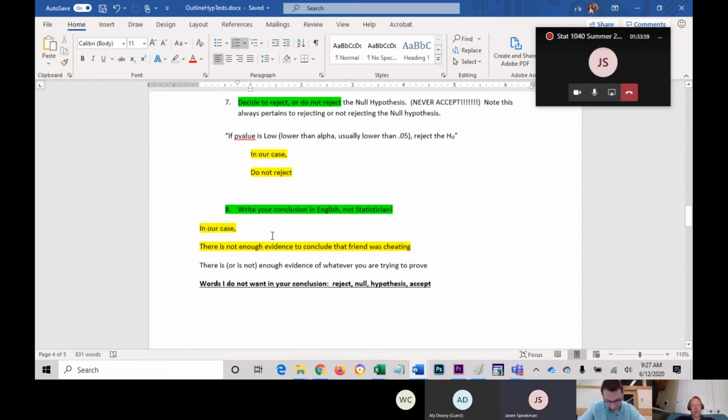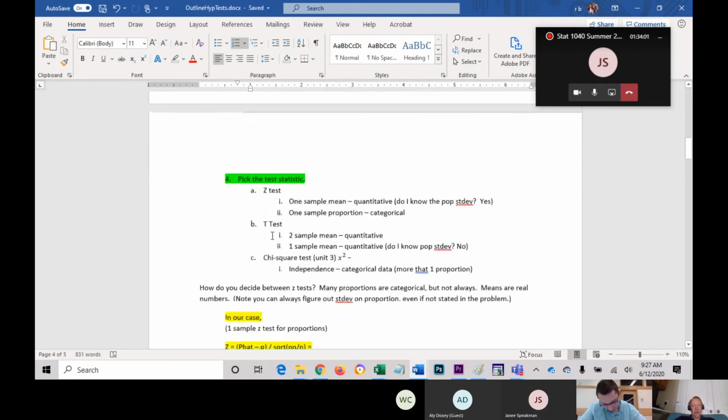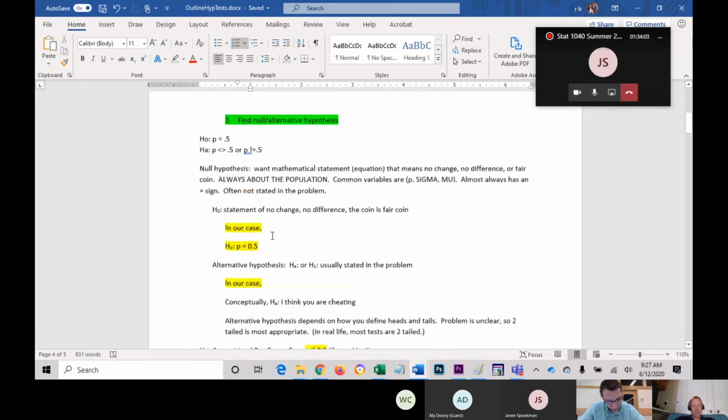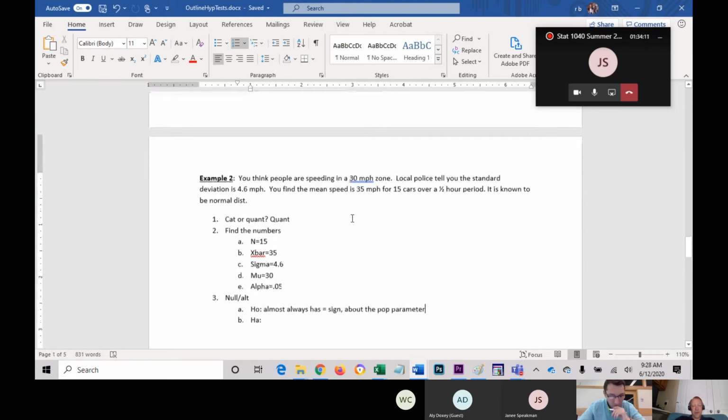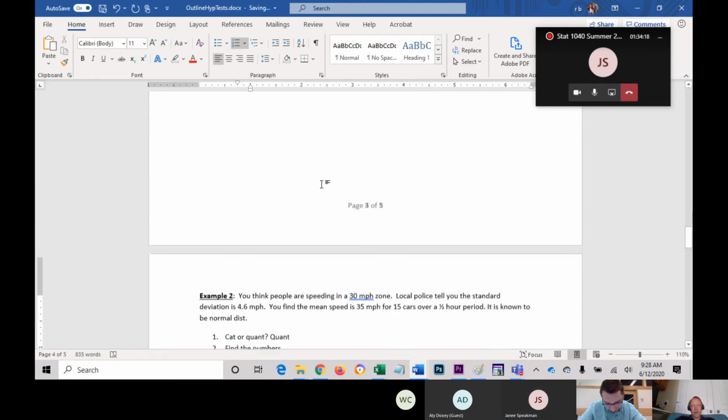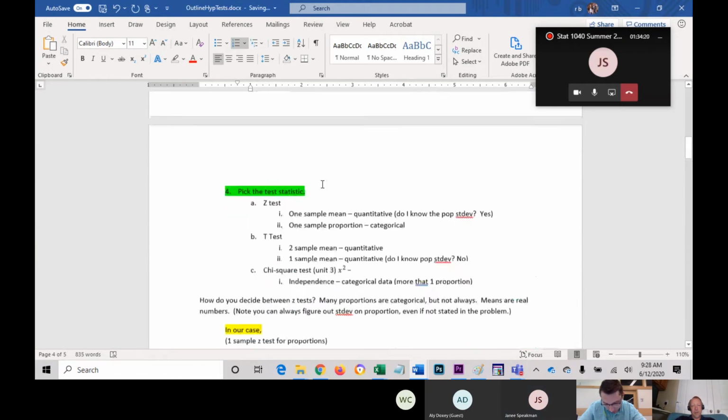What else did I say? I can't remember. No change, no difference, fair coin. Well, fair coin doesn't matter in this case. Okay, no change, no difference. I'll ignore the fair coin because we're not dealing with the fair coin.